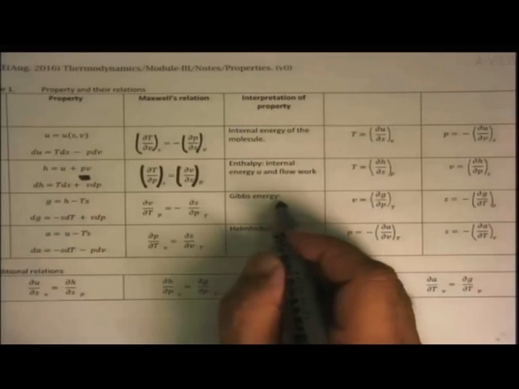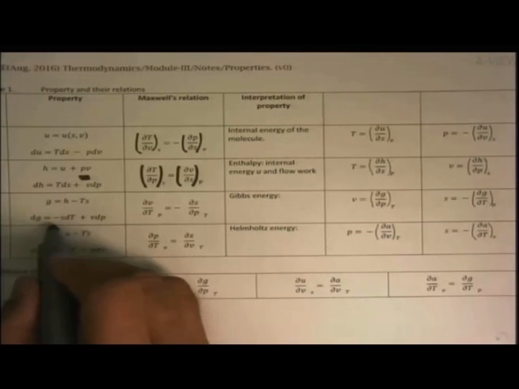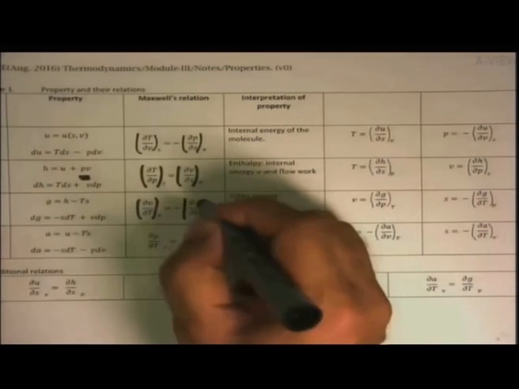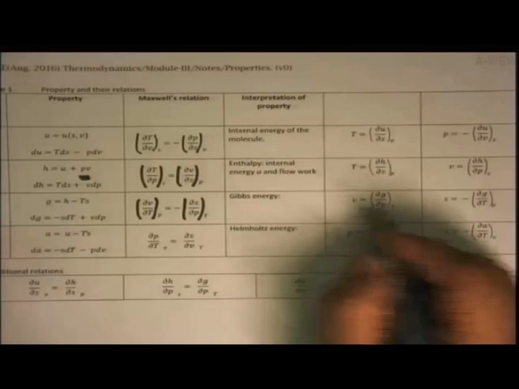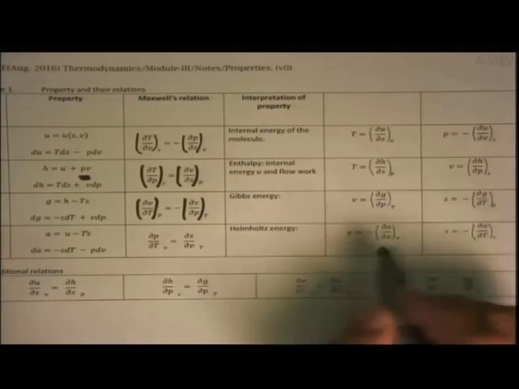And by looking at Gibbs energy, it's the maximum work that is possible from a process. G equal to H minus TS, dG is equal to minus S dT plus V dP, and again we get these two differential equations. Specific volume is dG/dP at constant T, and S is minus dG/dT at constant P.